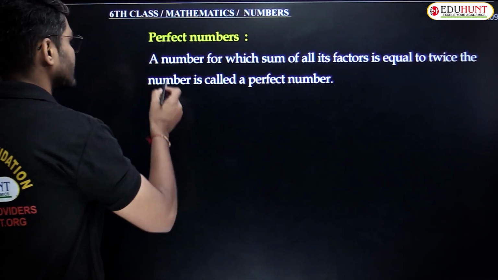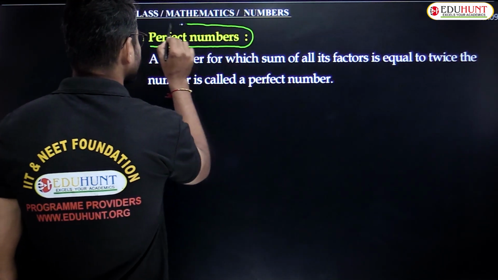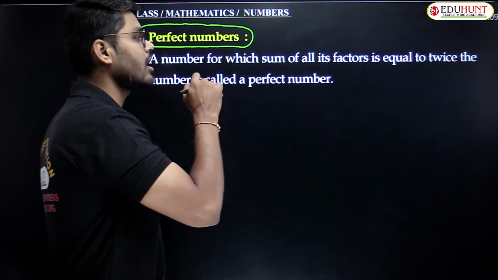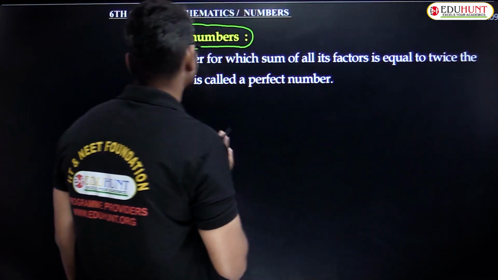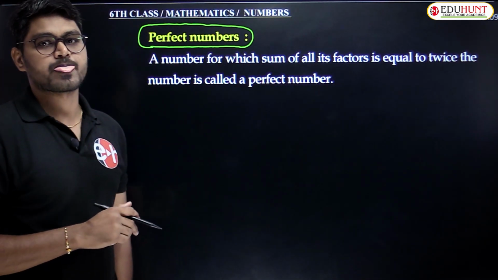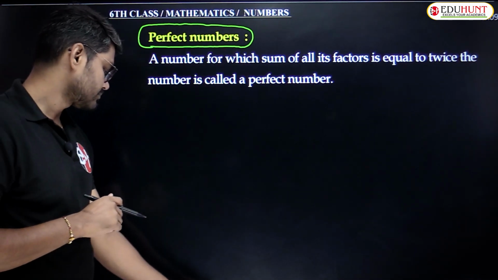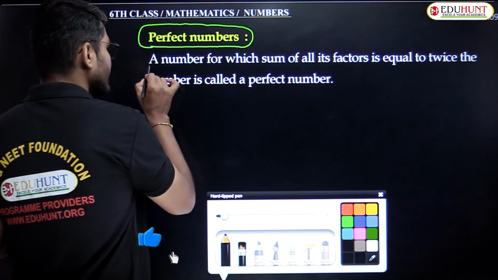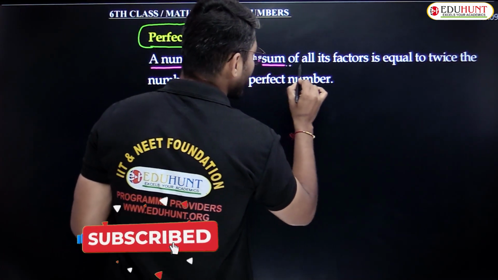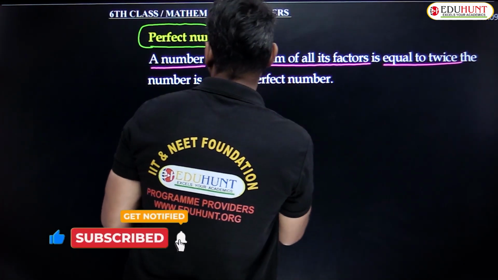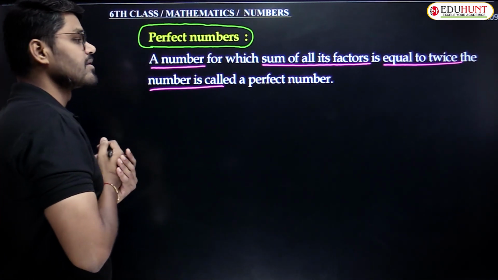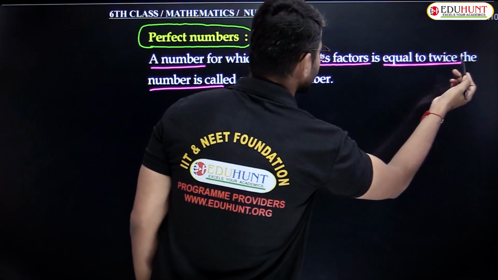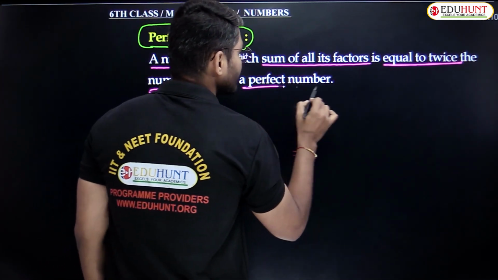Perfect numbers. Very, very important. A number for which the sum of all its factors is equal to twice the number is called a perfect number. You have to understand this point very carefully. A number for which the sum of all its factors is equal to twice the number is called a perfect number.